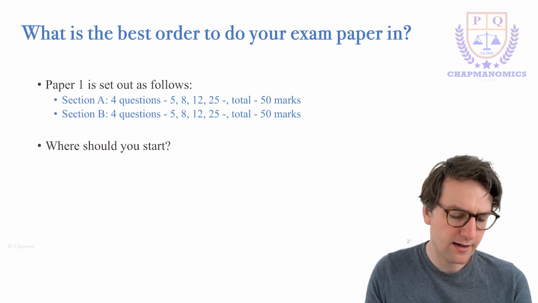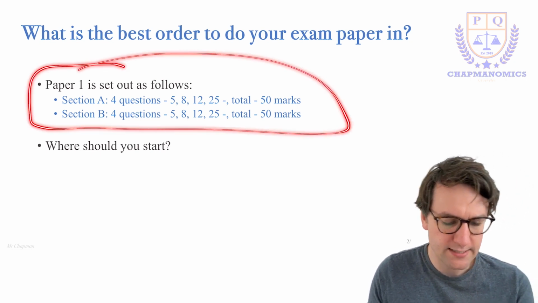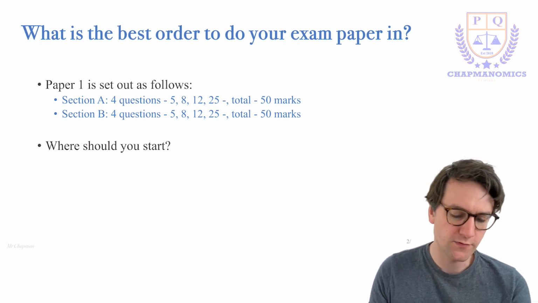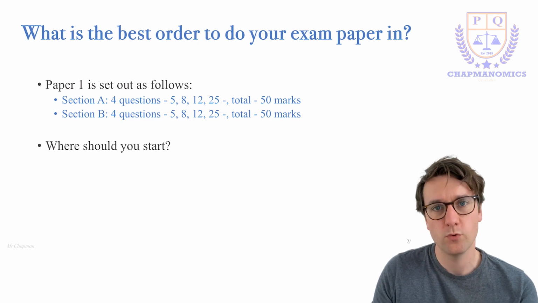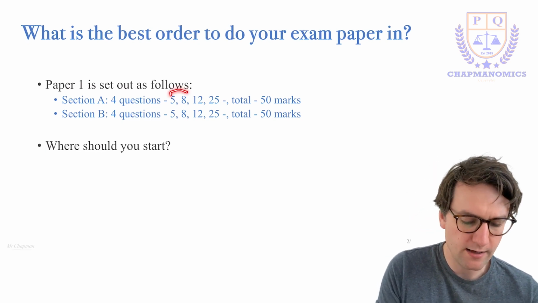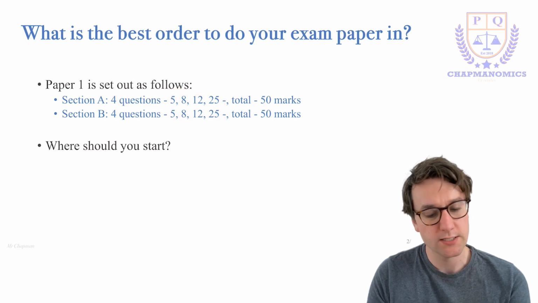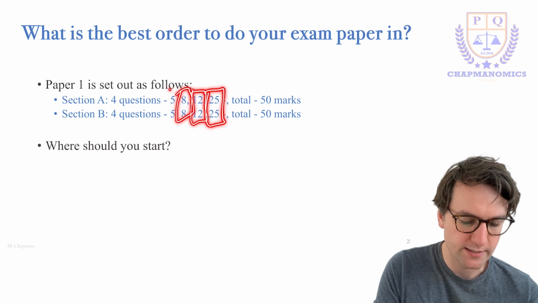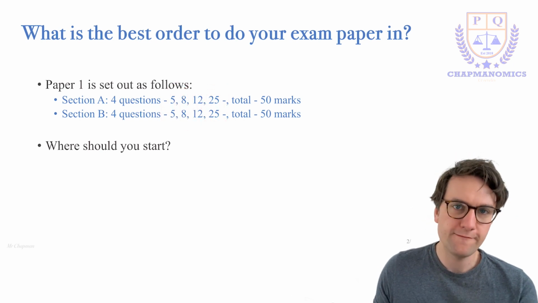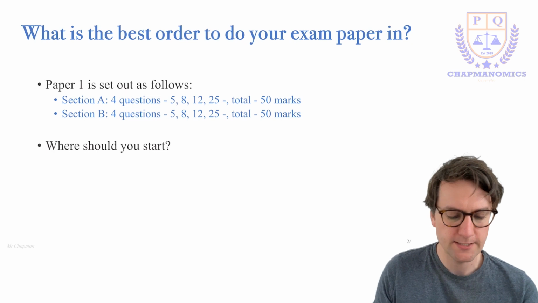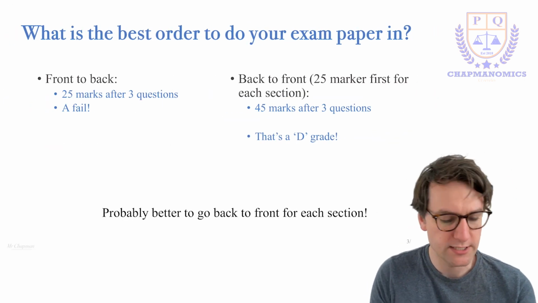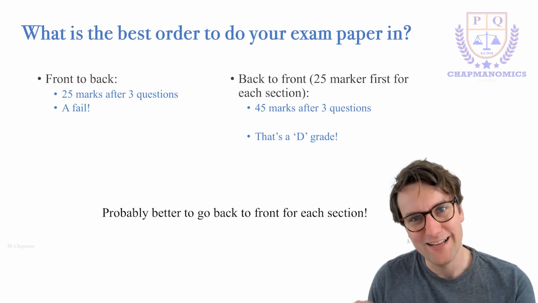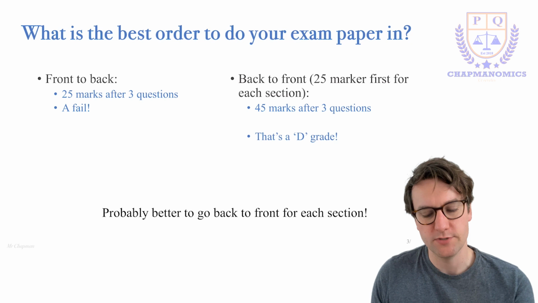Paper 3 is set out as follows. We have section A and section B. Section A has 4 questions in it and section B has 4 questions in it, both 50 marks each. But here are the values for those marks: our most highly marked question is the 25, then the 12, then the 8, and then the 5. If we go from the 5 first, rather than the 25 first, after 3 questions we get a total of 25 marks if we get every single mark. Now that is a fail. That's not passing the exam just yet.